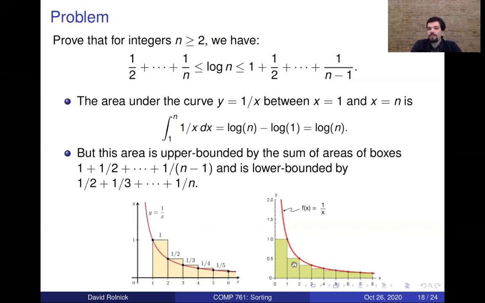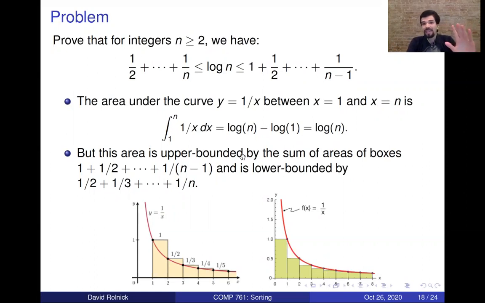But we could also do a lower bound here. Sorry, I mean, what is a lower bound on the area under the curve from 1 to 6? We can have these boxes under the curve. This one is height 1/2, because this endpoint is on the curve. This one is height 1/3, 4th, 5th, and 6th. So the sum from 1/2 up through 1/6 is a lower bound to the area log 6. So we have that log n is lower bounded by 1/2 plus 1/3 all the way up to 1 over n, and upper bounded by 1 plus 1/2 all the way up to 1 over n minus 1.